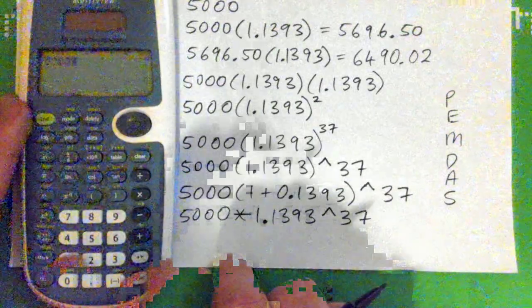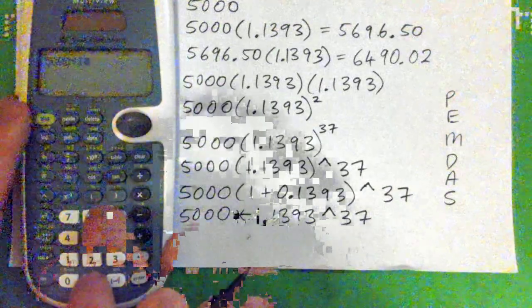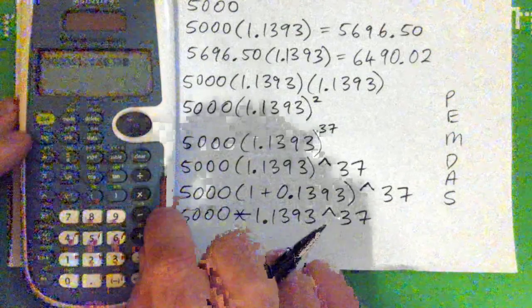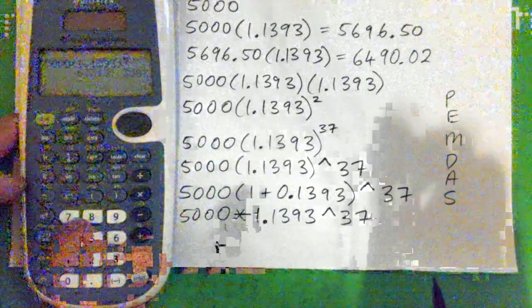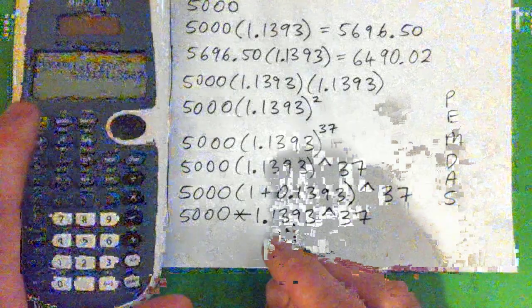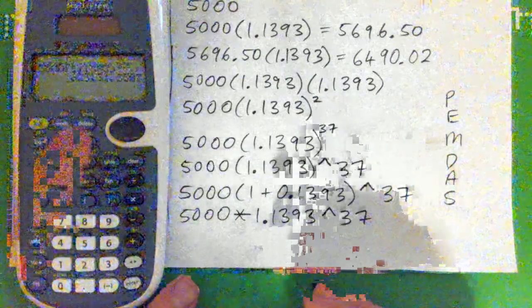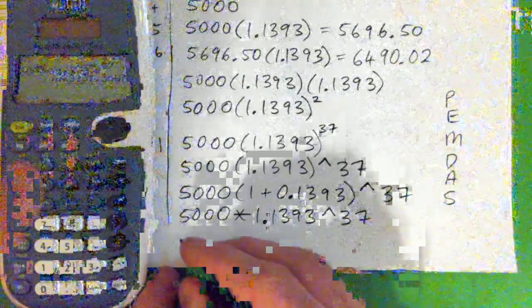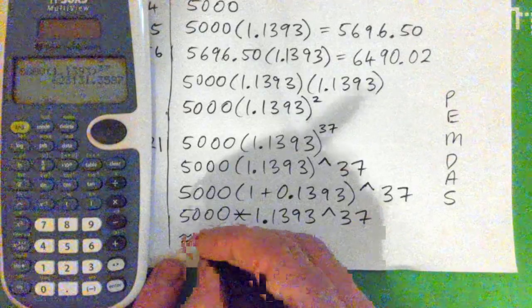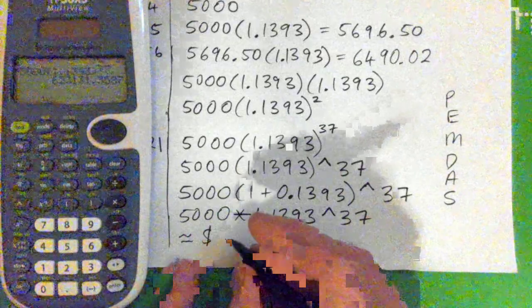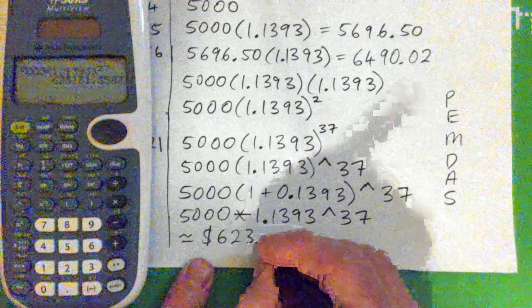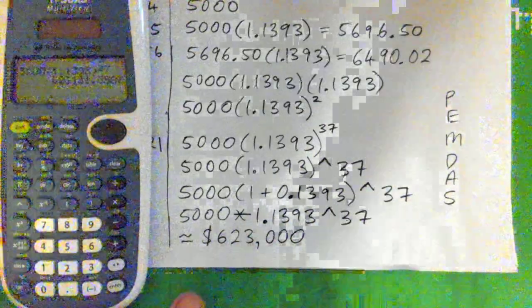1.1393 to the power of 37. And we should get 623,131, right? But rounded to the nearest $1,000, 623,000.